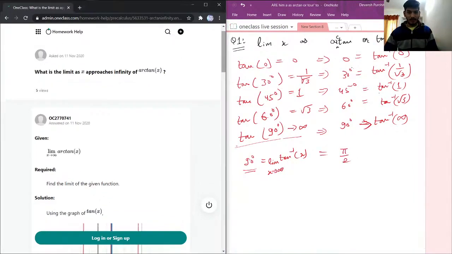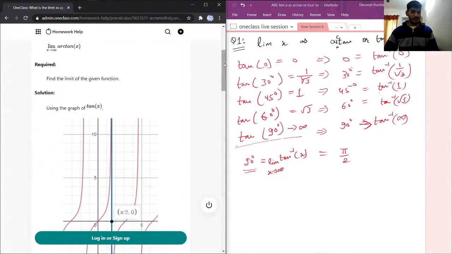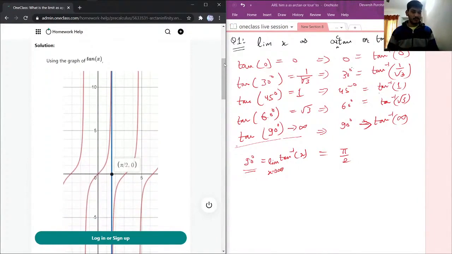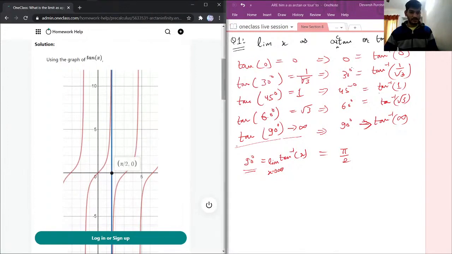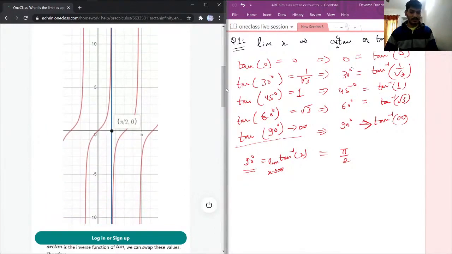Now let's see the solution given by Junior Tutor. Here they have given the solution using graphs. We all know the graph of tangent of x. In this graph, the y-axis is the tangent and the x-axis is the angle. We can clearly see that at 0 degree, the tangent is also 0. Pi over 2 is approximately 1.5, so pi by 4 will be about 0.75. Somewhere here we have tangent of 45 degree, which will be equal to 1.